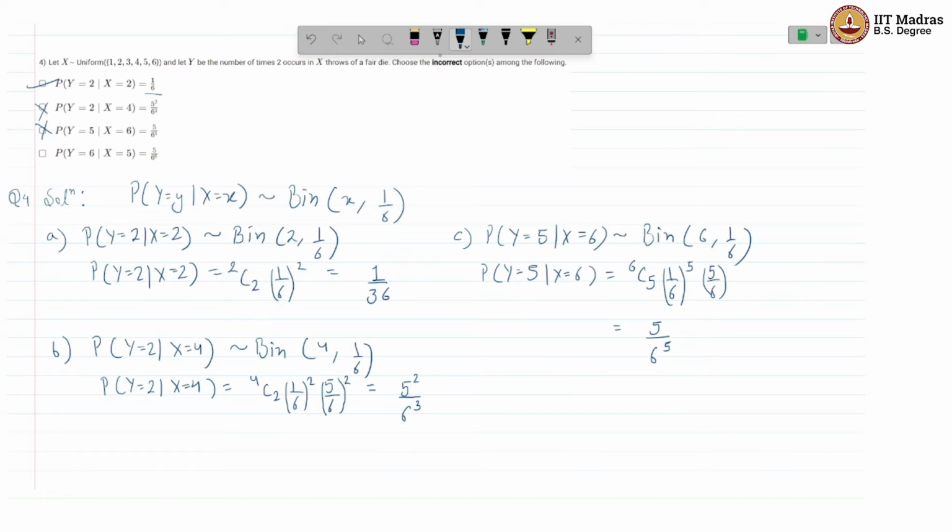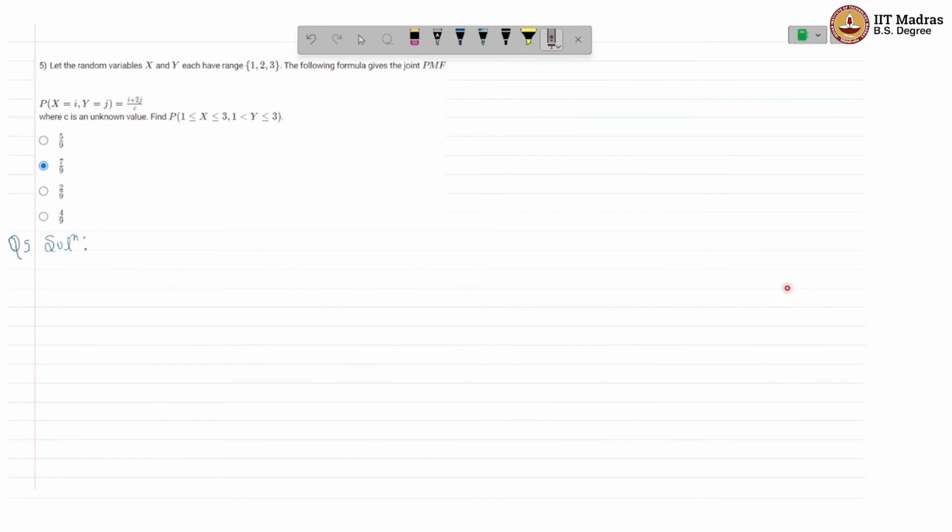Now checking option number D. So in option D, we have to find the probability that y is equal to 6 given x is equal to 5. As we are throwing the die 5 times, we can't get 6 six times. Okay, so the probability will be 0. As in the option number D, a different value is given, so option number D is correct. So the correct answer is A and D. Now coming on question number 5.